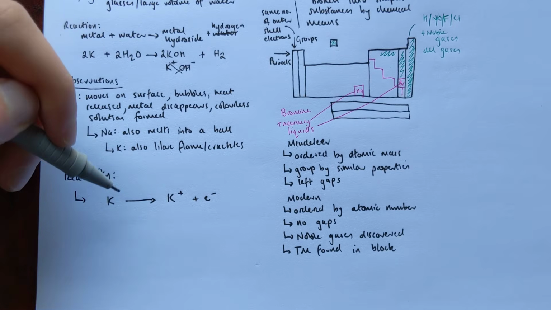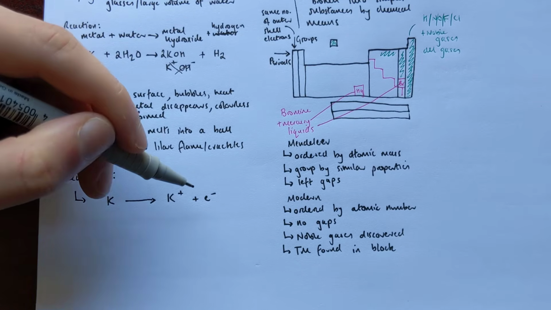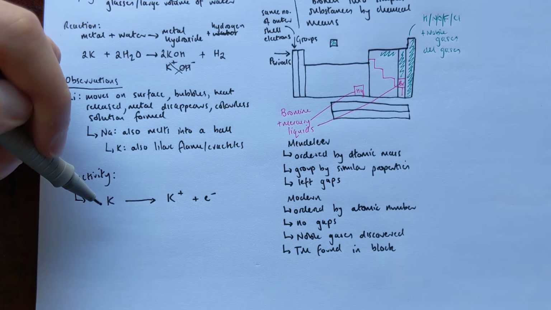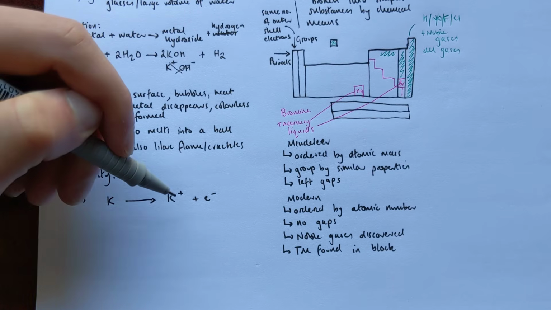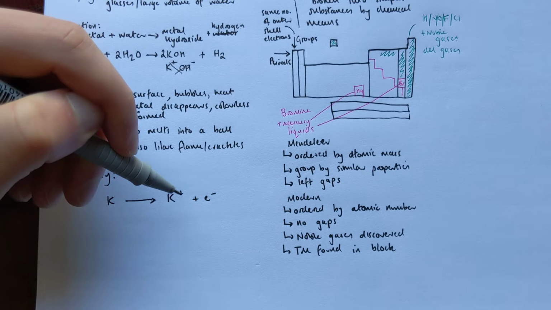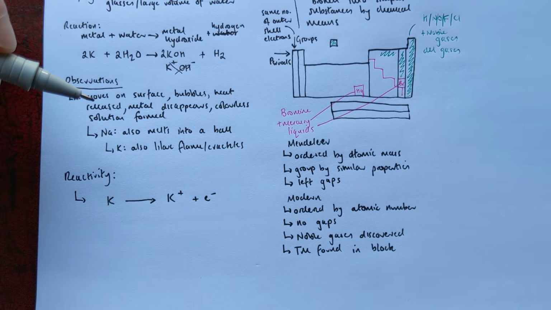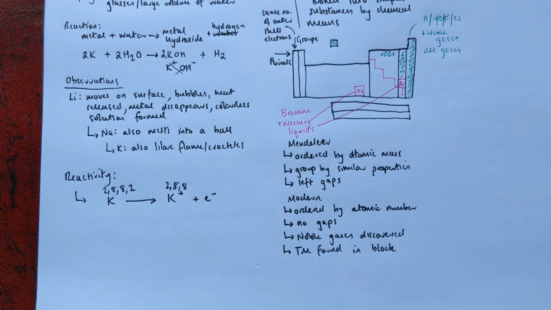So if we just separate that out and just show the potassium, this is known as a half equation when you're only showing one element by itself. It's starting off as K, the metal potassium, and it's turning into K+. How that happens is it has to lose an electron. It's not too difficult to see why it wants to lose an electron.